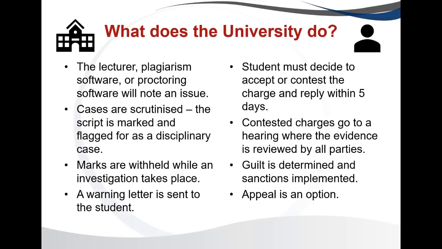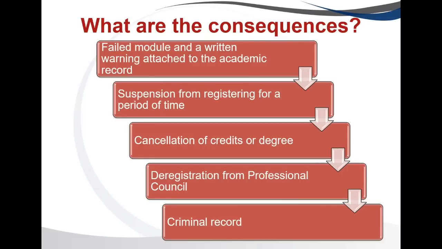The committee, having looked at all the evidence, then decide on whether the student is likely guilty, and if they are guilty, what sanction they will receive. So, for example, being suspended for 5 years from the university if it's a very serious offence. After having considered the university, you can also appeal this decision, should it be necessary. So what are the consequences?